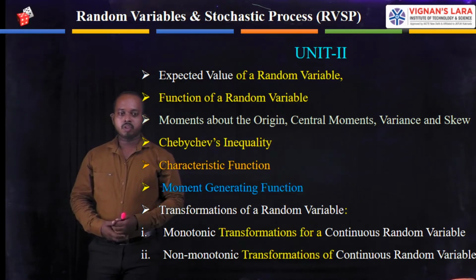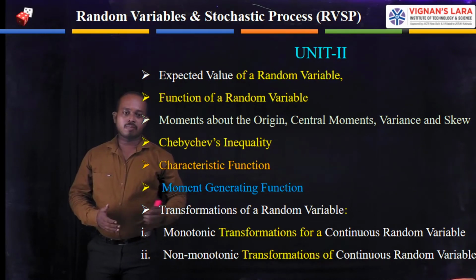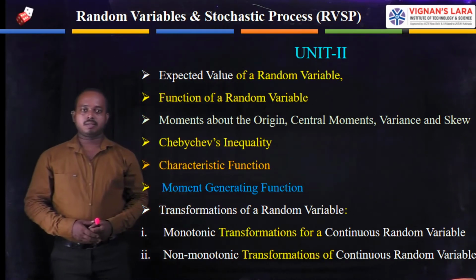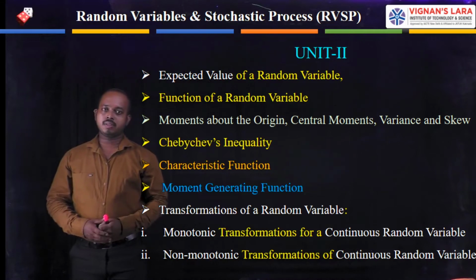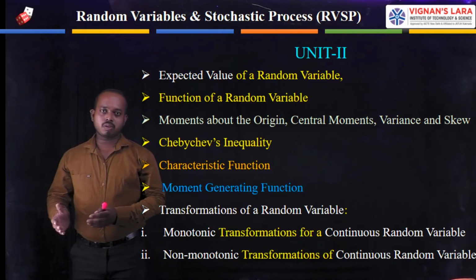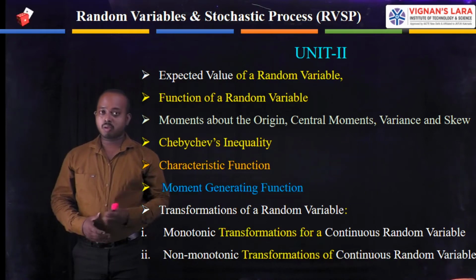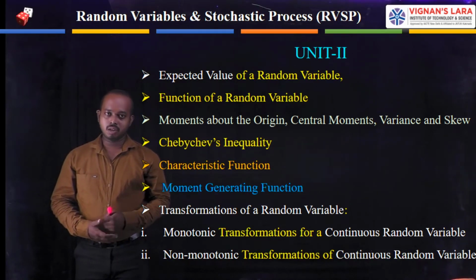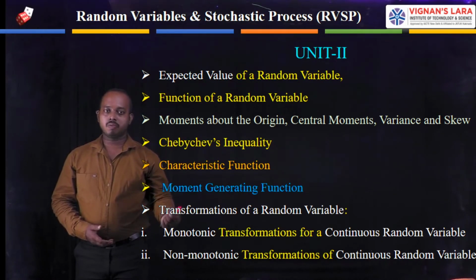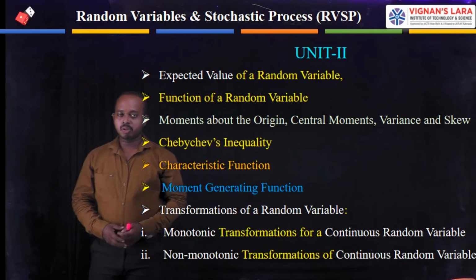And we can find the moments. What are the moments of a random variable? In this, we discuss the moment about the origin and the moment about the mean value. The moment about the origin is one category, and the moment about the mean we also call the central moment. In this category, we also discuss skew and skewness coefficient. After that, we discuss Chebyshev inequality.